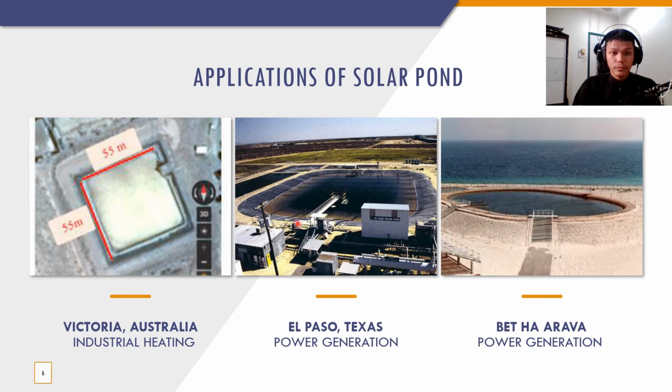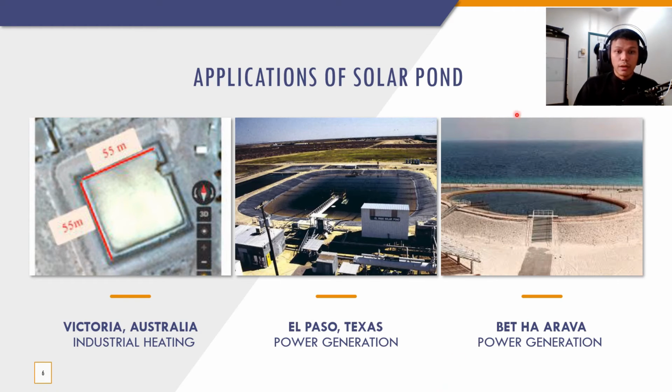Next one is a salt gradient solar pond that is located in El Paso, Texas. The solar pond has an area around 3,000 square meters that operates along with an organic Rankine cycle engine to produce around 70 kilowatts of electrical energy that is supplied to the grid.